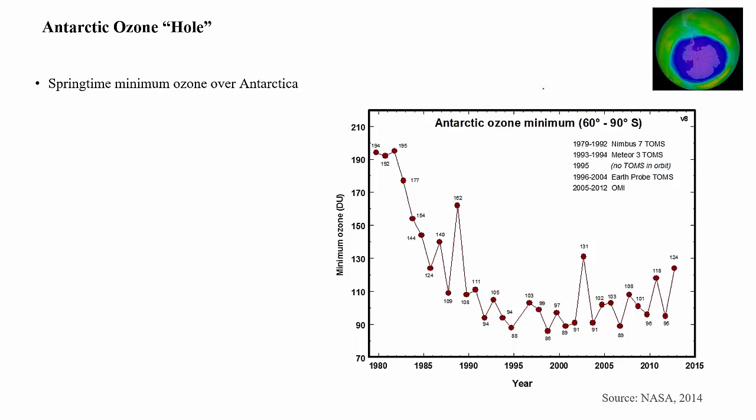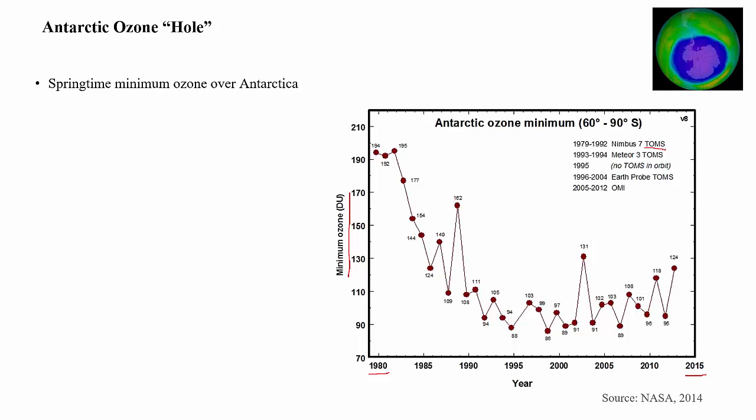This graph shows the measured springtime minimum ozone level measured in Dobson units over Antarctica. This is, if you like, the sort of depth of the ozone hole every year. The data is taken from the NASA website. So what we have is the minimum ozone level that happens in the springtime, as we just talked about, versus year going from 1980 to almost the present time. These are satellite measurements, and TOMS here is NASA's total ozone mapping spectrometer.